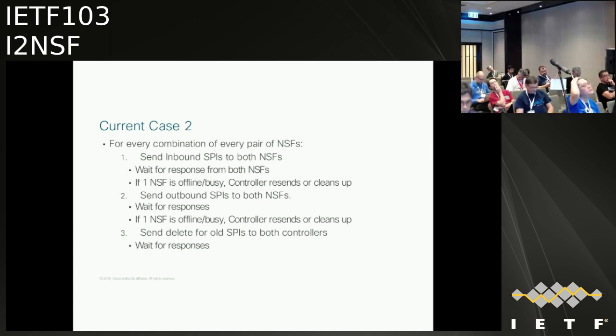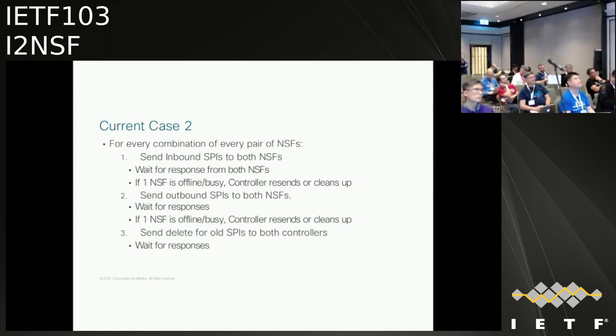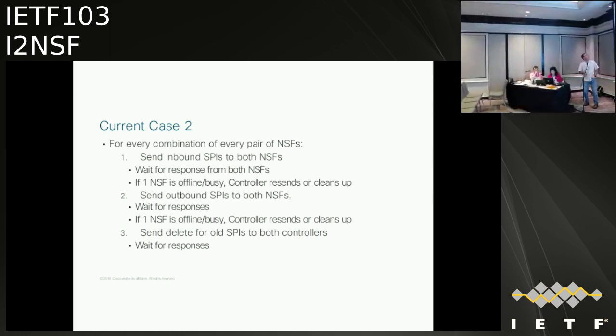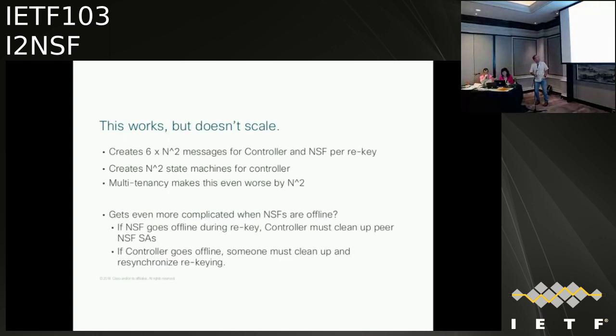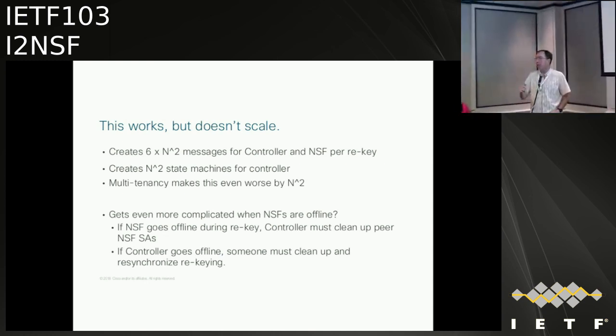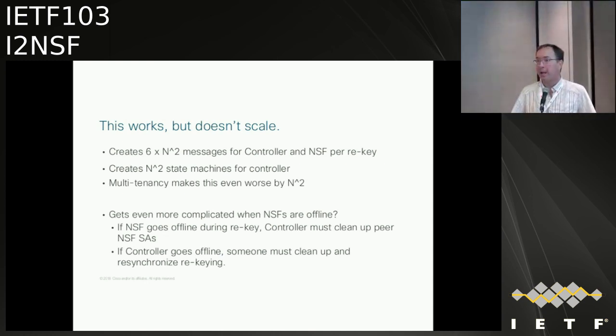Now, once the controller gets that, his state machine sends outbound SPIs to both NSFs. Again, wait for a response. If somebody drops out in the middle of this, go back, clean up. Third, now you have to go and delete the old SPIs. It gets busy. What have we done? We've created 6 times n² messages for the controller and for the NSFs. We're having a lot of traffic in a large network now, simply for the purpose of setting up our keying.